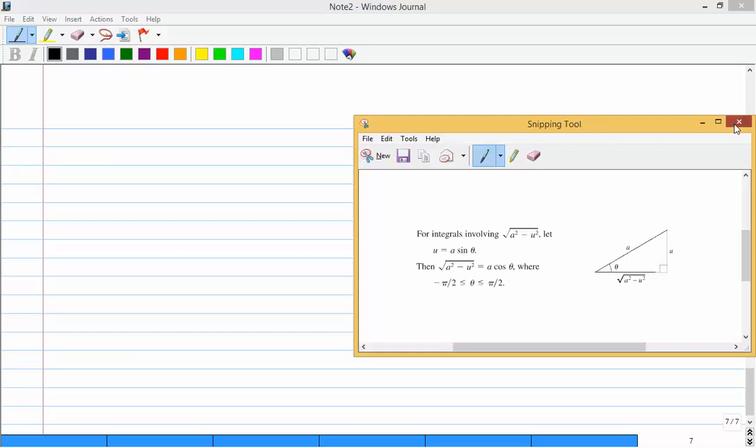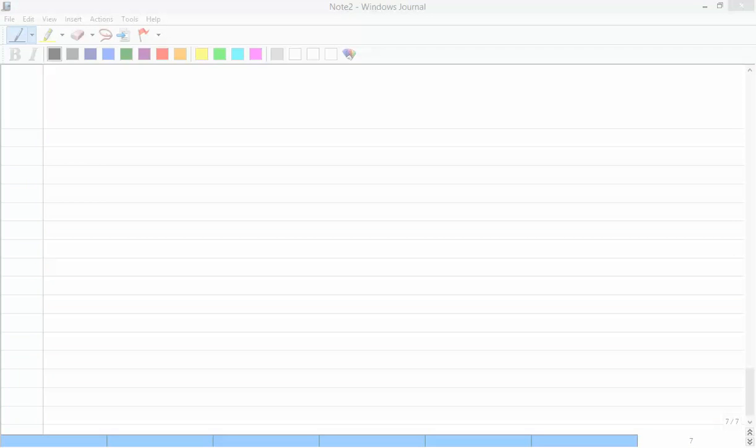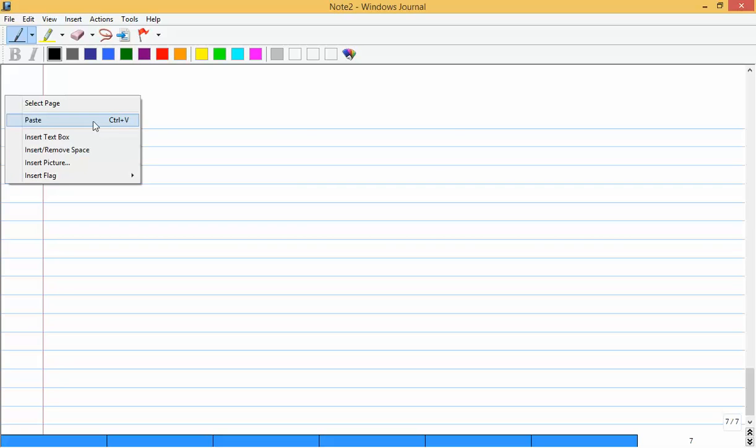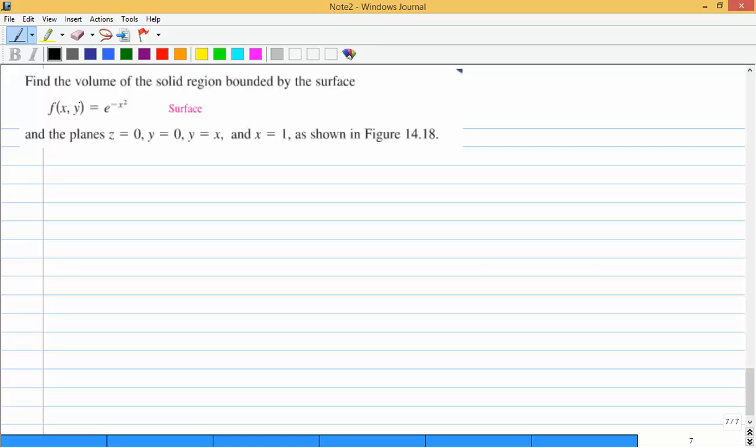Let's look at this next example, comparing different orders of integration. I'll show you the figure as well. This is on page 980. So there's our surface bounded by the planes x equals 0, y equals 0, y equals x, and x equals 1.